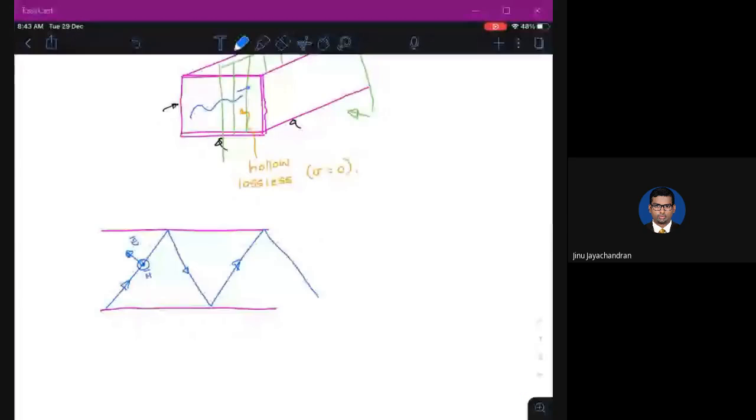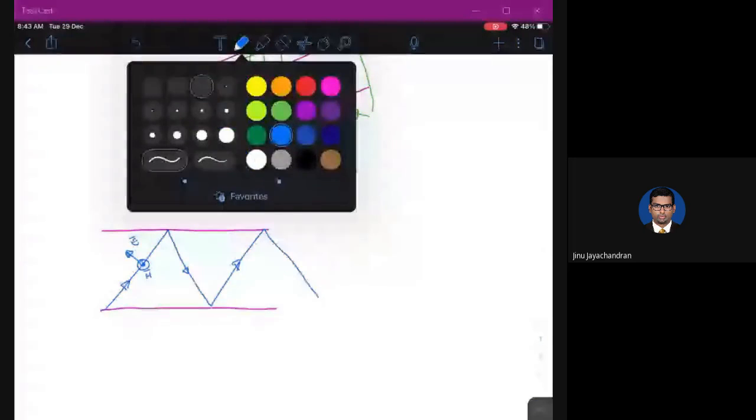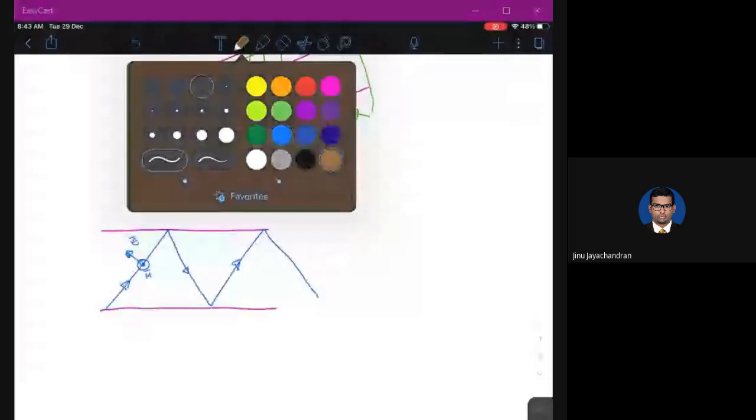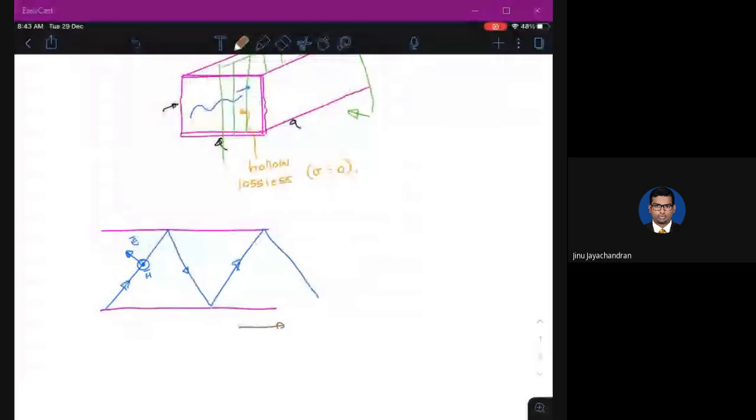Okay, but the behavior of this wave will be different. It's not like what we have seen so far. If I say this direction is Z, basically the wave is propagating. Although the propagation is oblique, it is propagating slanting, and then it will reflect here and come back. Although this is happening, finally the wave is propagating in this direction, because it is moving in that direction. So the wave is propagating in that direction.